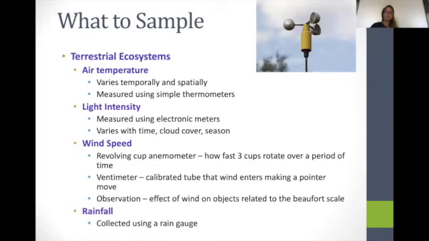Terrestrial ecosystems, I'm going to look at the air temperature. I'm going to look at the light intensity. Air temperature is measured with a thermometer or your iPhone. Light intensity, I have electronic meters that will do that. Wind speed is like these little cup things that spin around, or just observation, right? So I can look out my window of my classroom right now and see the trees bending over. That tells me something about wind speed. And then rainfall, I'm going to use a rain gauge, basically a cup with measurements on the side.